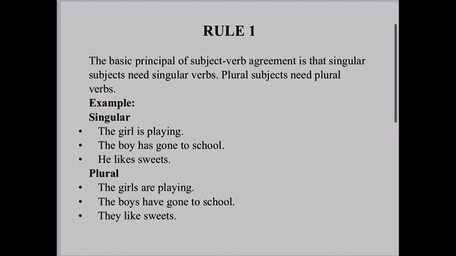Other examples are, the boy has gone to school. The boys have gone to school. He likes sweets. He here is singular. Therefore, likes, which is the singular form of the verb, is used. They like sweets. They is plural. Therefore, the plural form of the verb, like, is used.